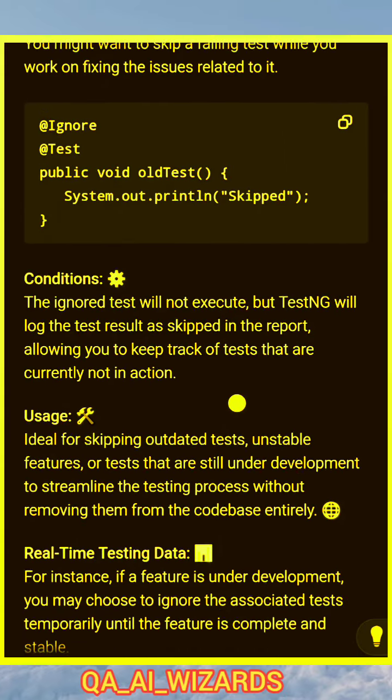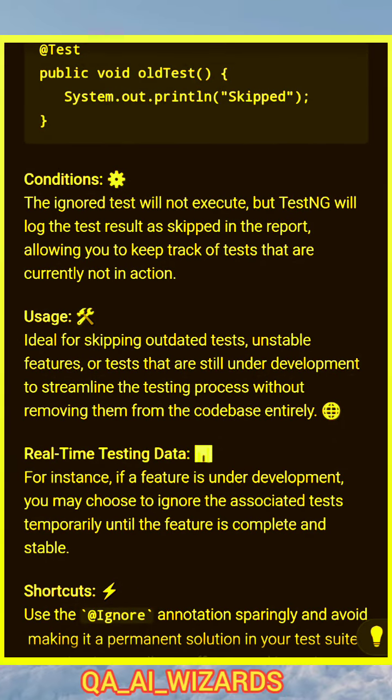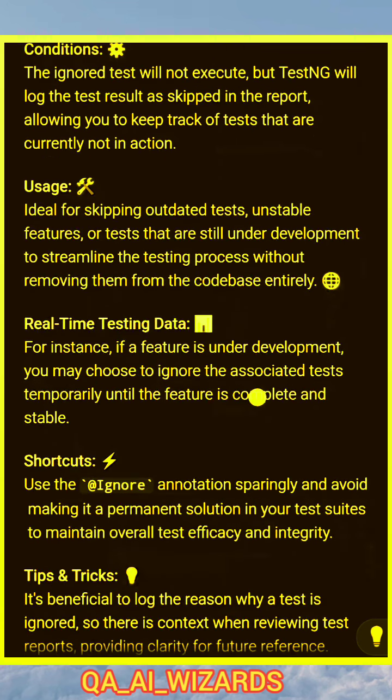And condition: the ignored test will not execute, but TestNG will log the test result as skipped in the report, allowing you to keep track of the tests that are currently not in action. So usage: ideal for skipping outdated tests, unstable features, or tests that are still under development, to streamline the testing process without removing them from the code base entirely. So real-time testing example: if a feature is under development, you may choose to ignore the associated test temporarily until the feature is complete and stable.